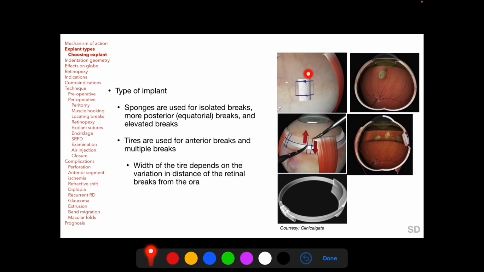Sponges, as shown here in these two diagrams, are used for isolated, more posterior and more elevated retinal breaks, and tires, as shown here in these two diagrams, are used for more anterior and or multiple breaks. The width of the tire depends on the variation in distance of the retinal breaks from the ora serrata.